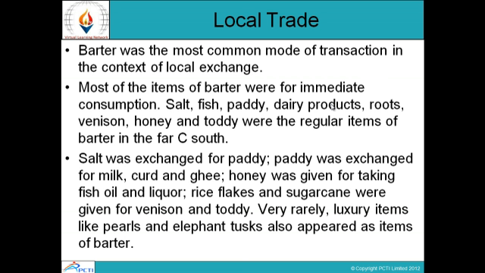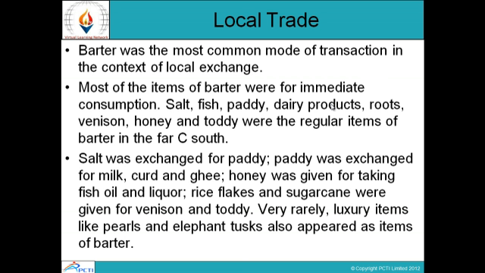Most of the items of barter were for immediate consumption: salt, fish, paddy, dairy products, roots, venison, honey and toddy were the regular items of barter in the far south.